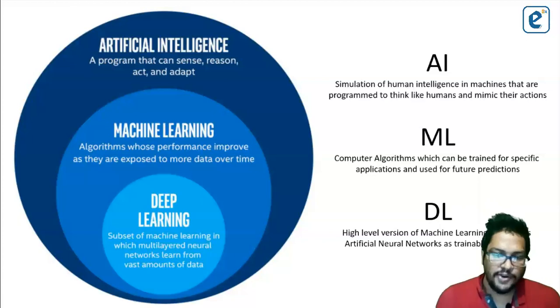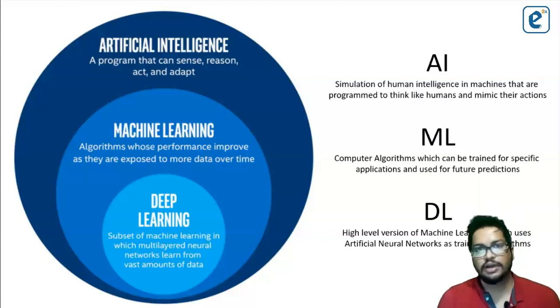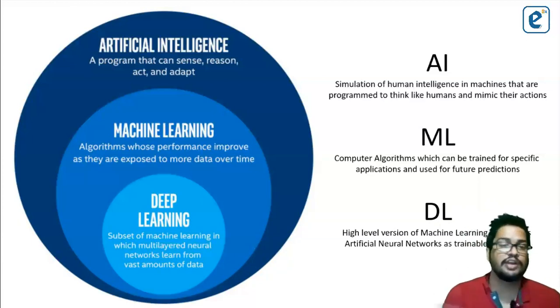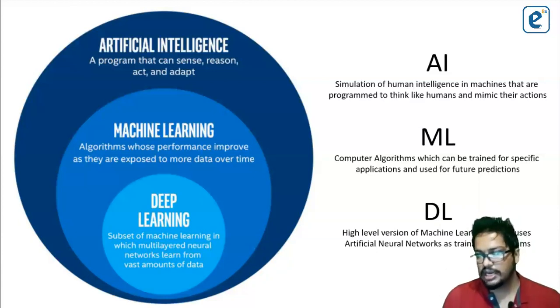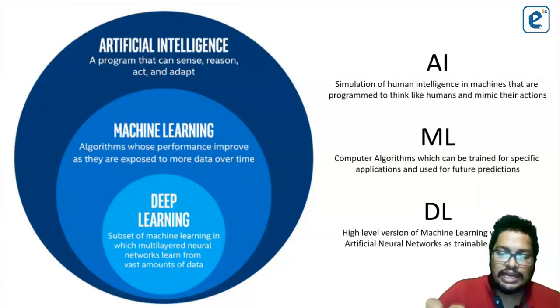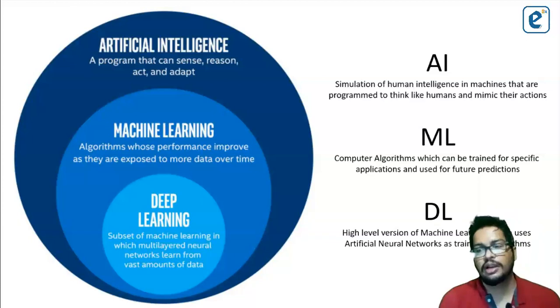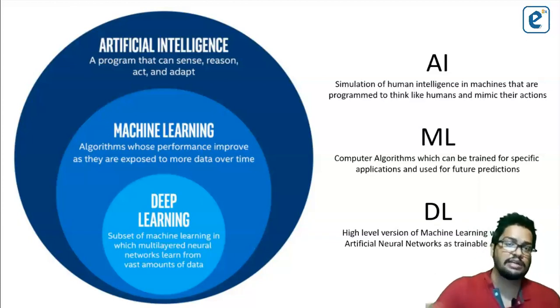So I discussed computer algorithms, that we have some computer algorithms which can be trained for a specific task, as I mentioned earlier. Deep learning is the same. Deep learning also has computer algorithms which can be trained for specific applications, and we can use it for future predictions as well. But the difference is that the algorithms in deep learning are high level, complicated algorithms, compared to the algorithms that we find in machine learning.